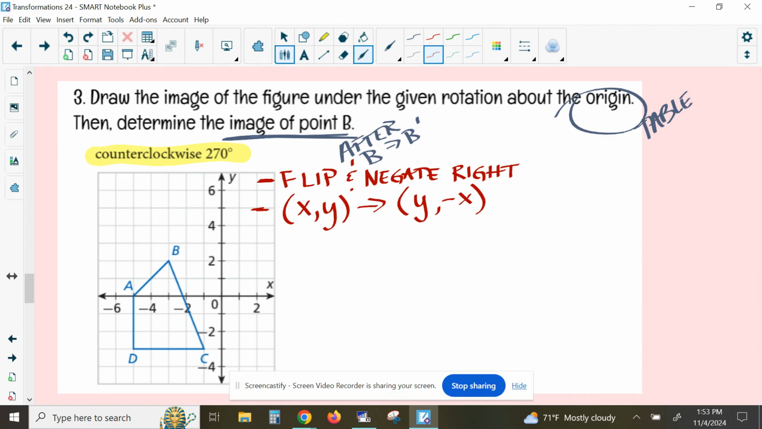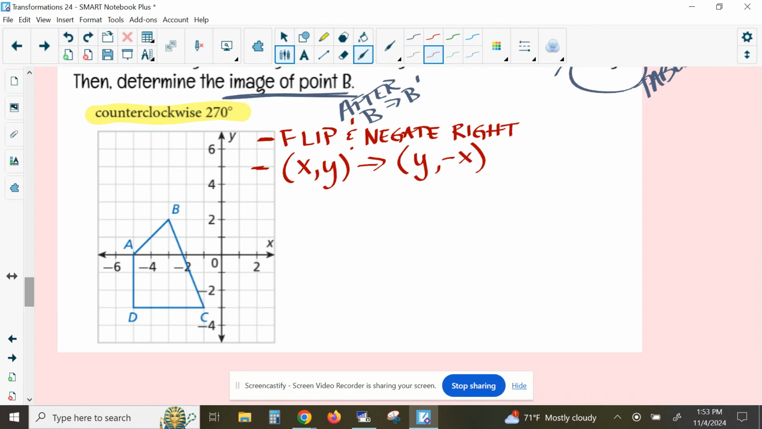Okay, so that means we need to get the coordinates of this picture. Look at A, B, C, D in the picture, and can you write down what the coordinates are right now? Write down A, B, C, and D. We need all of these coordinates because we got to do some stuff to it. We got to flip them around or change them.